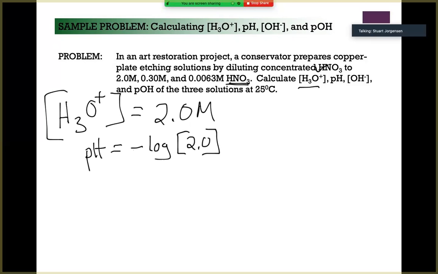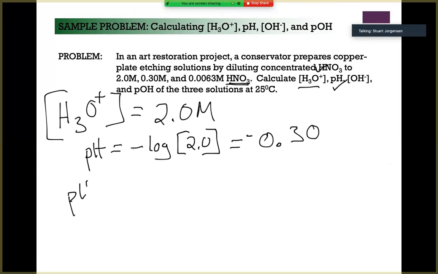So I do negative log of that number. We get a pH of negative 0.30. Yes? Yes. Cool. Here's our pH. So pH, check. I'm going to skip hydroxide because I know I need pOH anyway, so I'm just going to keep going around my square.